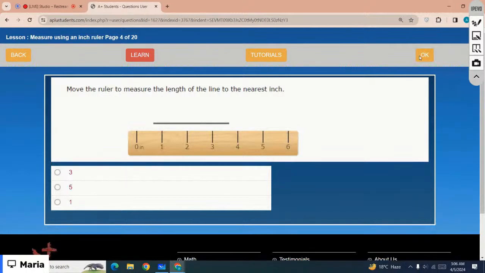Move the ruler to measure the length of the line to the nearest inch. So, which is the correct option? Yes, that is 3 inches long. The correct option is 3. Very good.